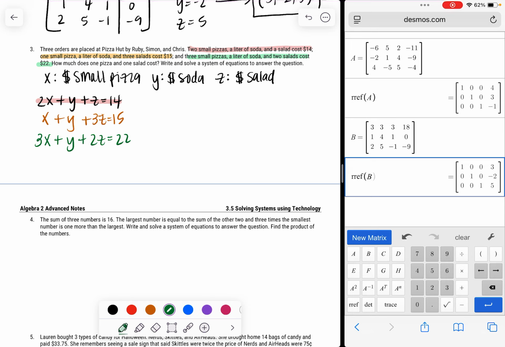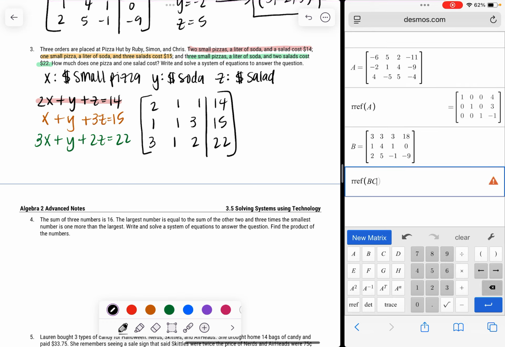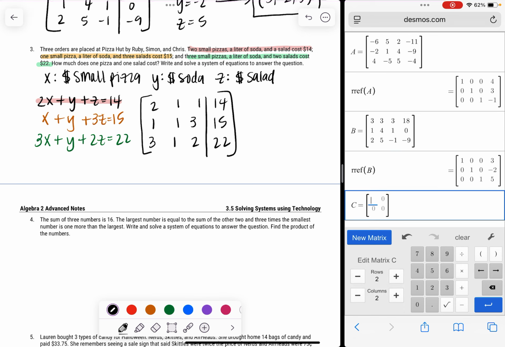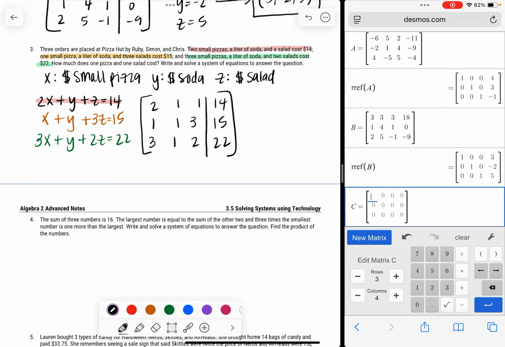So this is my system. You must write the equations. You have to write the equations. And then you transfer it to an augmented matrix. So 2, 1, 1, 14. 1, 1, 3, 15. 3, 1, 2, 22. And then I take that to my new matrix C. Oops, let me delete. Enter C, new matrix, 3 by 4, and I type all of my matrix values in.